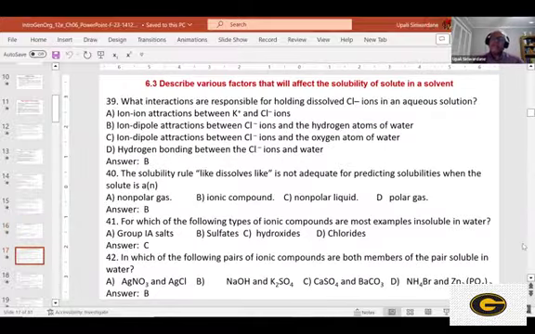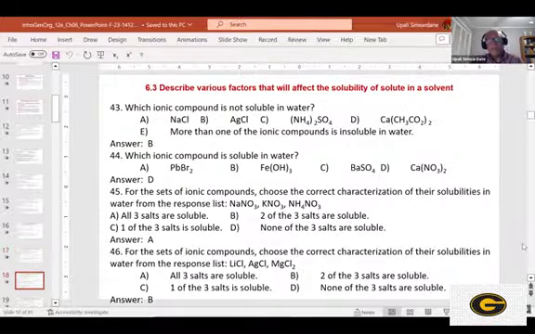We also need to describe solubility of ionic compounds. We came up with solubility rules, which tell which cations are soluble and which anions are soluble. So these questions will be which ionic compound is not soluble in water, number 43. Silver chloride is an insoluble salt. That's the answer.